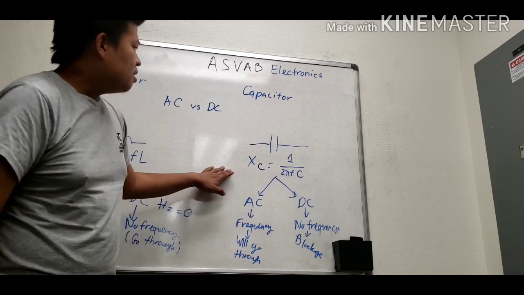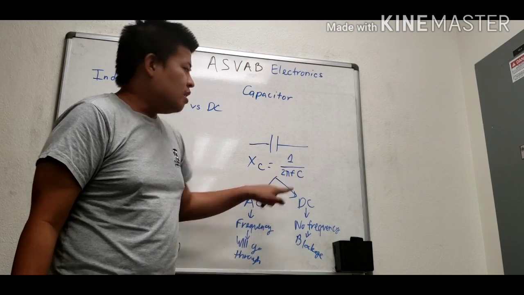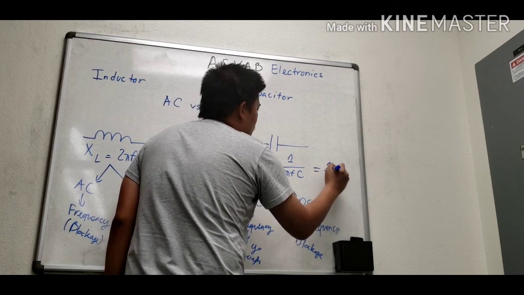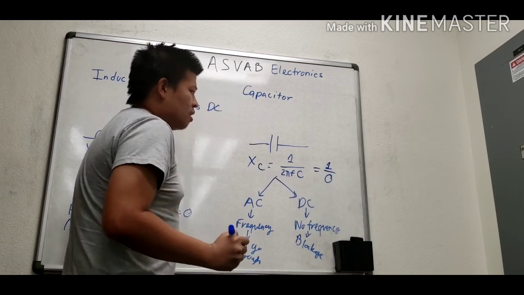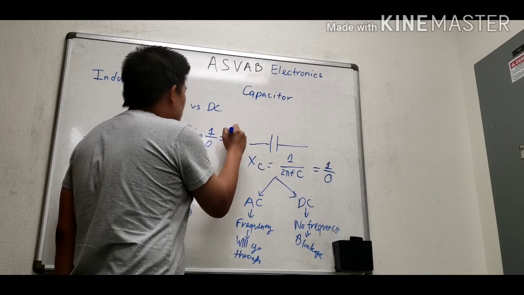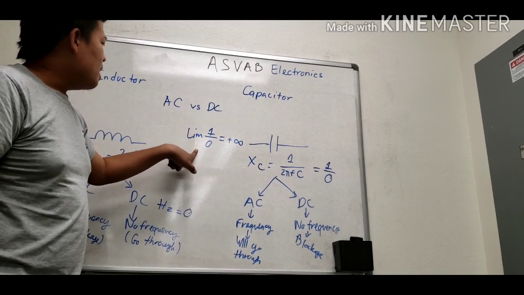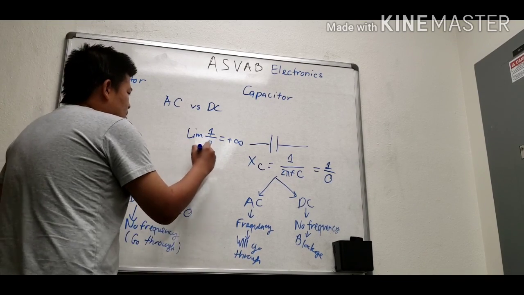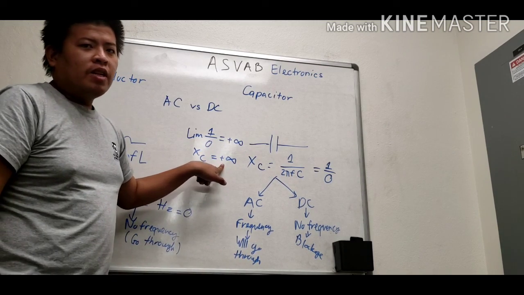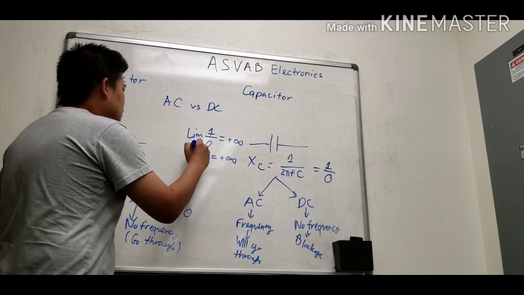The reason is that if the DC doesn't have the frequency, this one will become 1 divided by 0. We know that the limit of 1 divided by 0 is equal to positive infinity. This means that the resistance will be positive infinity, and this means that they have the highest resistance.